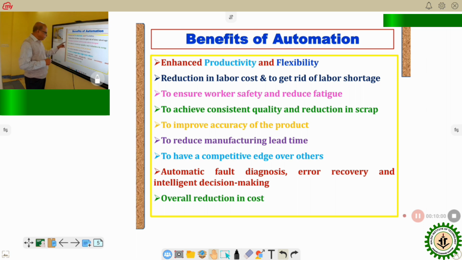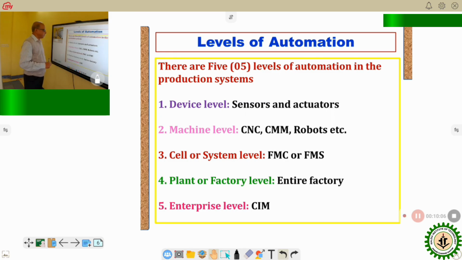So all these things eventually lead to reduction of cost, which is the most cherished criterion of any business organization. Now, if we categorize automation depending on its level of complexity, we have five different levels. We start from the very fundamental, atomic level, the device level, where the use of sensors and actuators is the starting point of achieving automation. In the second level, what I was talking about at the very beginning: computer numerical control, coordinate measuring machines, and robotic systems are all standard machines which are fully automated.